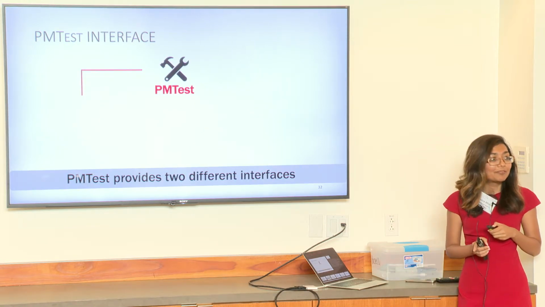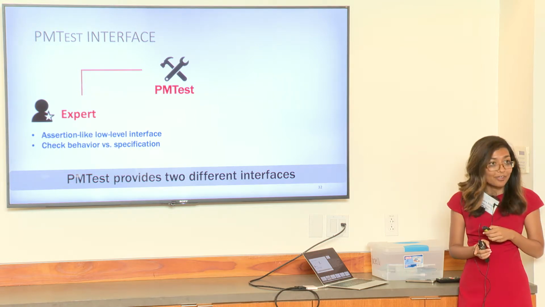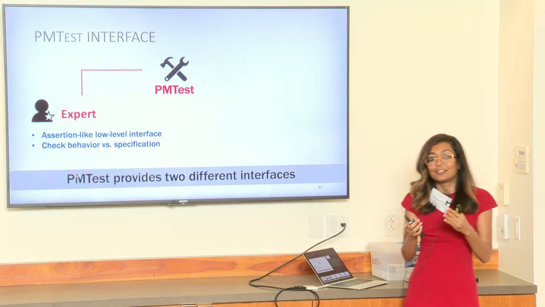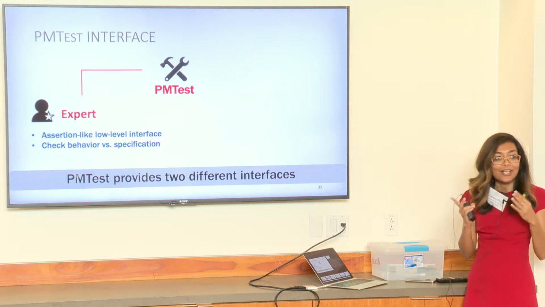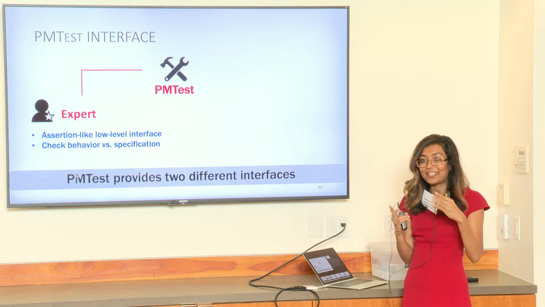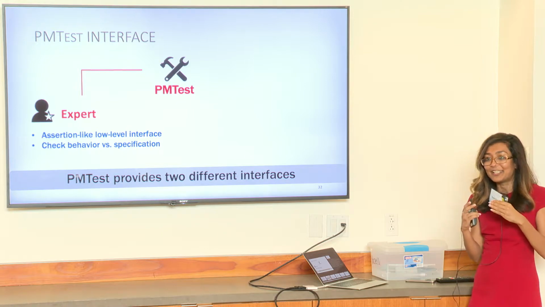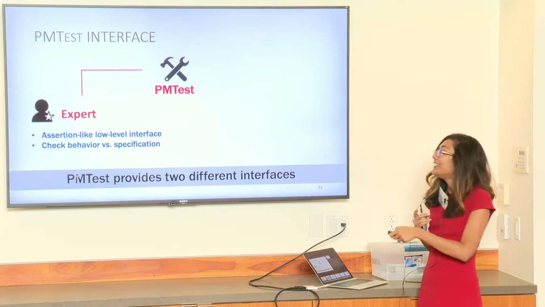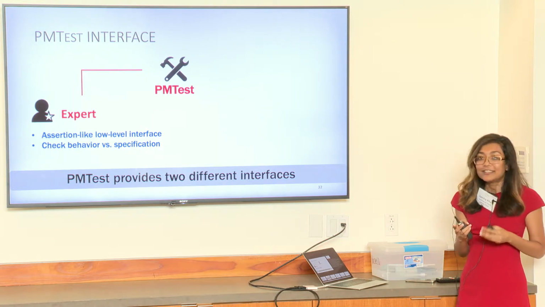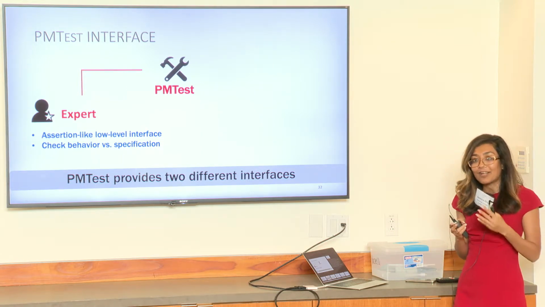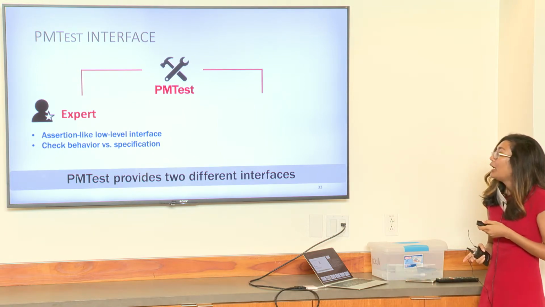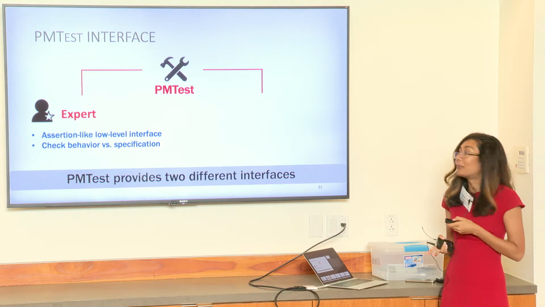So we have two different interfaces, one for expert programmers, which is more like assertions. Similar to assertions, where programmers insert them to figure out if what's happening at runtime matches their expectation, programmers insert these checks, and at runtime the check either fails or passes. But it requires some understanding of the program.